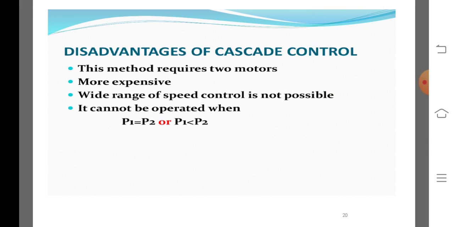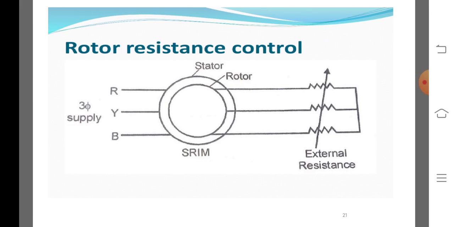It has some disadvantages. The disadvantages are: this method requires two motors, so it is more expensive. Smooth speed control is not possible. It cannot be operated when P1 equal to P2 or P1 less than P2.